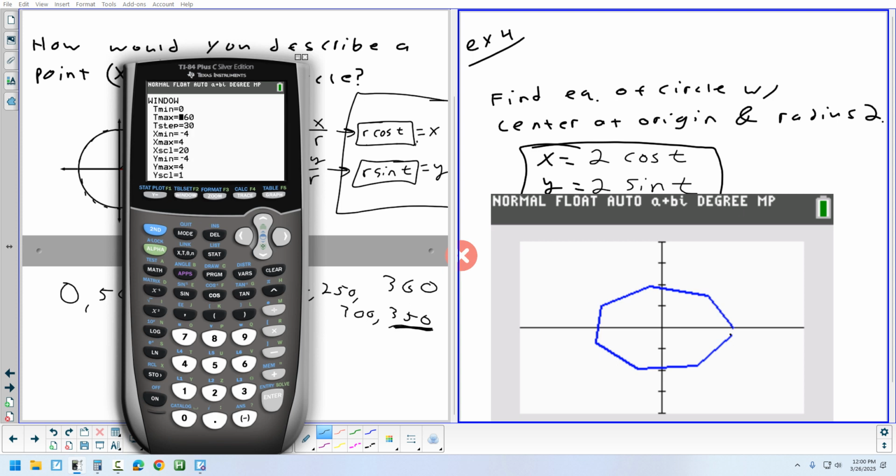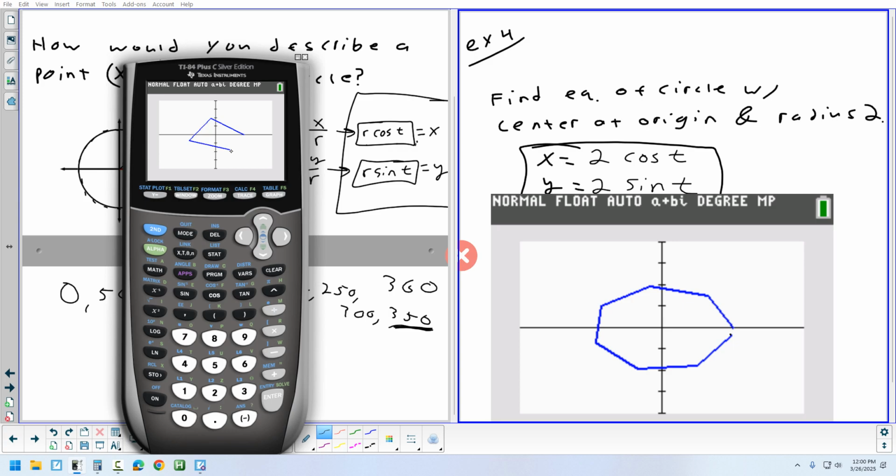What if I count by hundreds? No. I'm going to get 0, 100, 200, 300. Next would be 400. So I'm going to get a pretty big gap that it didn't connect. And that's not enough points. It doesn't even look that good. Okay.